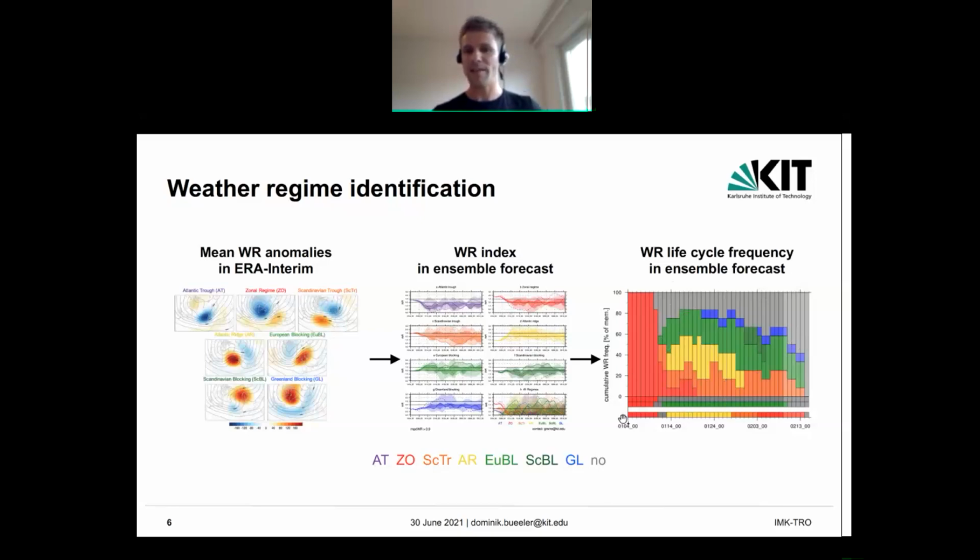And this is the basis now that we verify against the ERA-Interim observation, so to say, at the bottom here, this vector at the bottom. And this will bring me to the first result. So in the first part, before looking at skill, we really checked how certain properties of these life cycles are predicted or captured on average in the model.